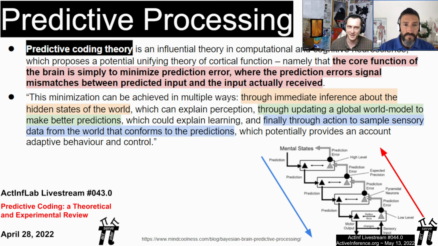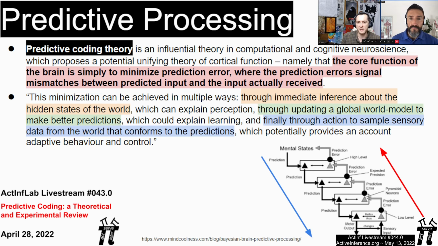And that concept of allostasis does rely on this generative model that the entity is casting out into the future. And very much in line with that is the framework of predictive processing and predictive coding. We explored this more quite recently in live stream number 43. And without going into all the details, predictive processing brings together a few big ideas.